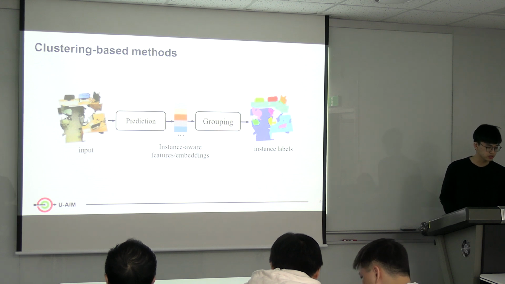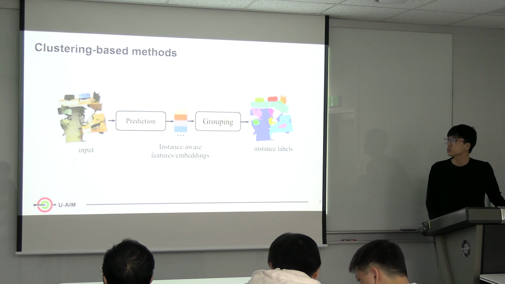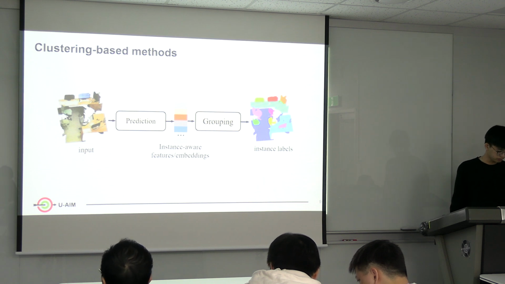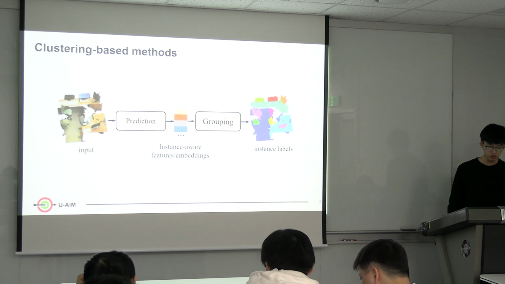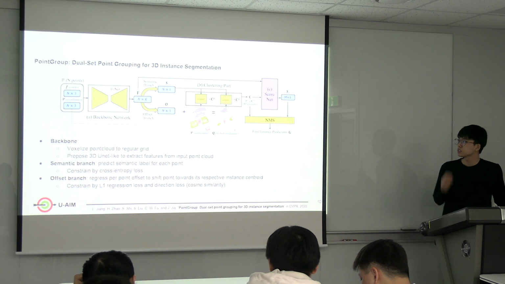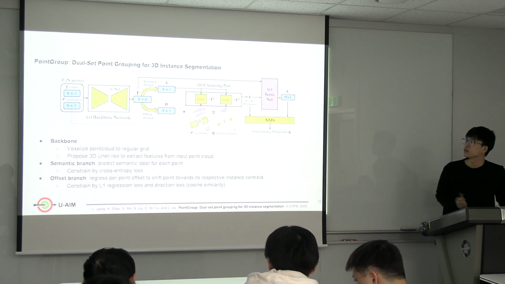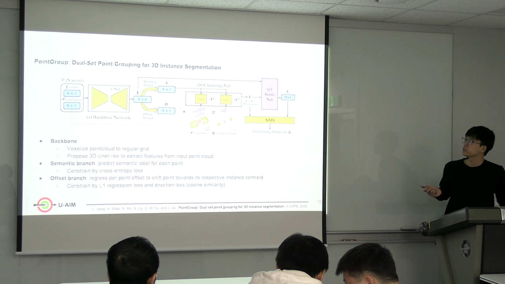And come to the second approach, the clustering-based method. In this one, the method learns the feature embedding for each point, and they use that to cluster points into groups to get the instance mask. The first proposed method here is Dual-Set Point Grouping for 3D Instance Segmentation.